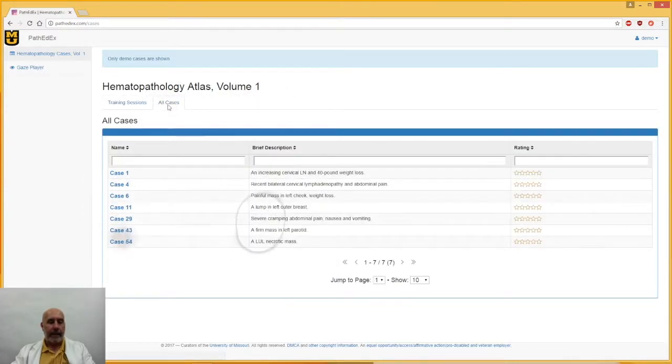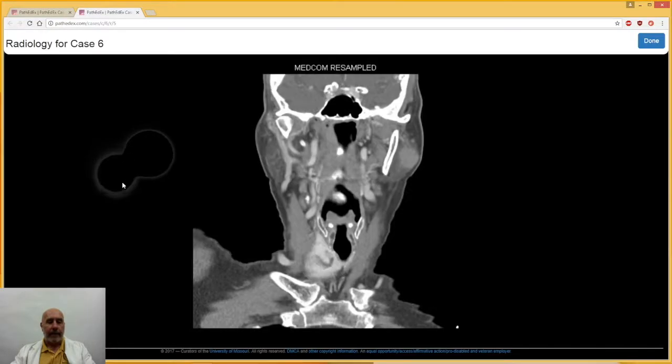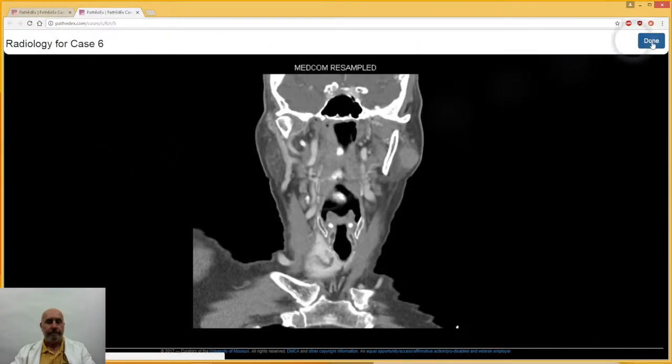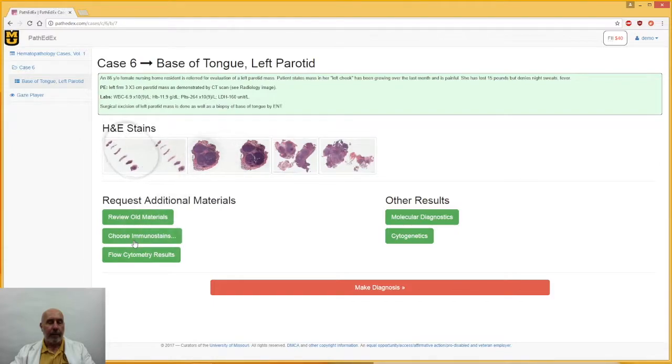Here we have 7 demo cases for you that are available online. We're going to walk through one here. This is a case of an 86-year-old female who presented with a parotid mass. You can see again the little bubbles following my gaze here. Radiology was done, and we have x-rays available for interpretation. And then this patient had a biopsy of the base of the tongue from the parotid.